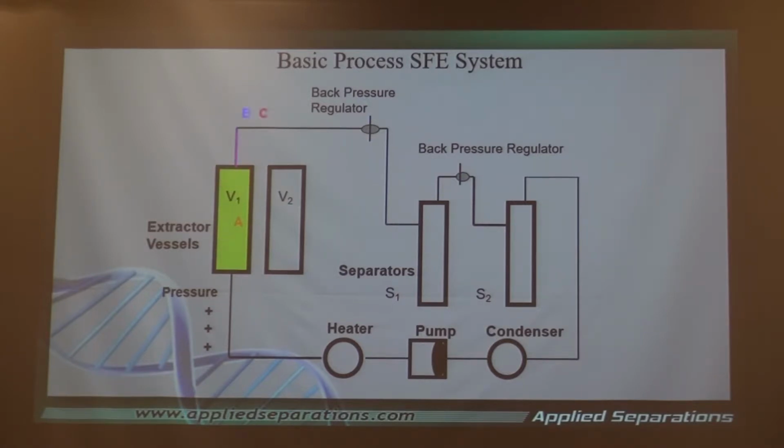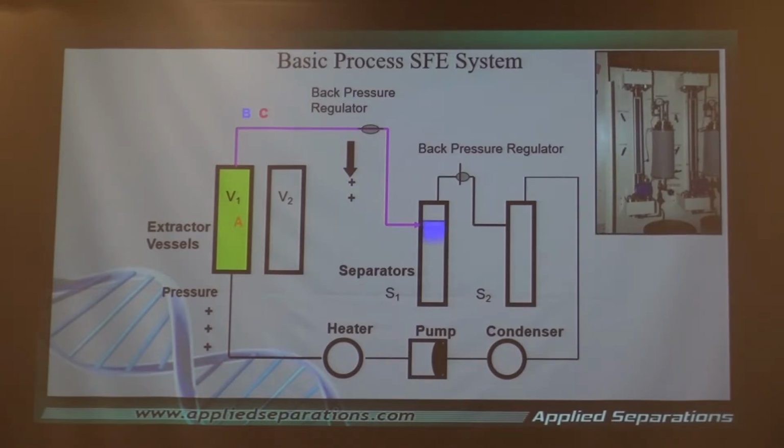We see at this particular pressure, compound A still is not soluble. B and C are soluble. And then we come to a pressure regulator. We reduce the pressure at this point to something less. At this particular condition, we've reduced the solvating power. By reducing the solvating power under this particular condition, B is no longer soluble. It comes out of solution.